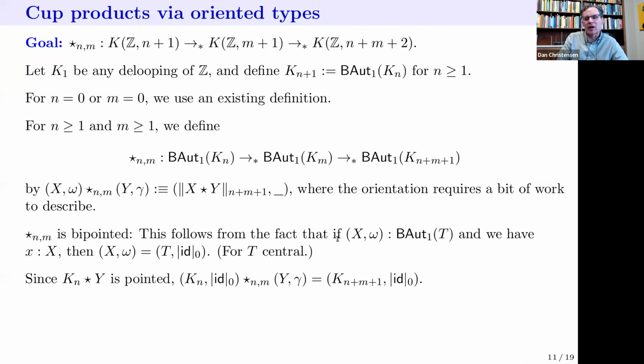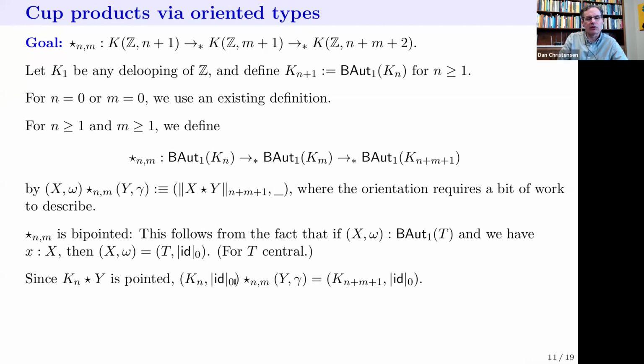We think of these oriented types as torsors for this type. So this is analogous to the fact that a pointed torsor is canonically equivalent to the standard torsor. To check the pointedness, I need to take the base point of either one of these. For example, the base point of B01 KN is KN with its trivial orientation. And then I join them, but that has a point since KN has a point.